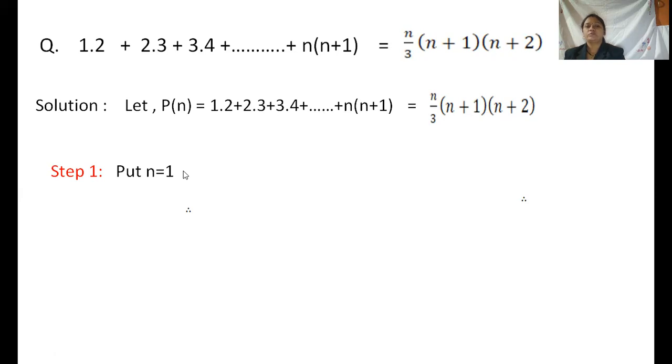Put n is equal to 1. Therefore what is the LHS term we get? Replace n by 1: 1 × (1 + 1) is equal to 2. Put n is equal to 1 in the RHS term.